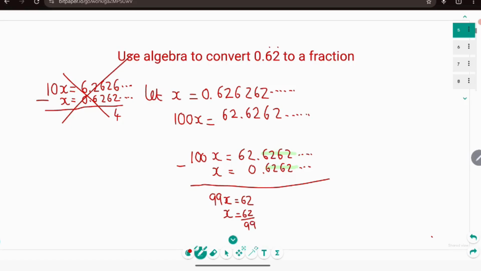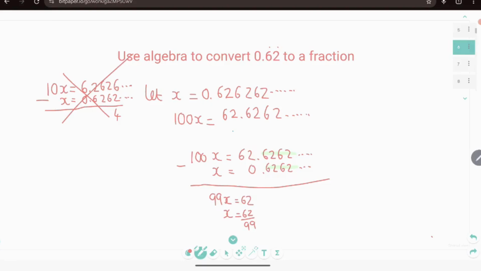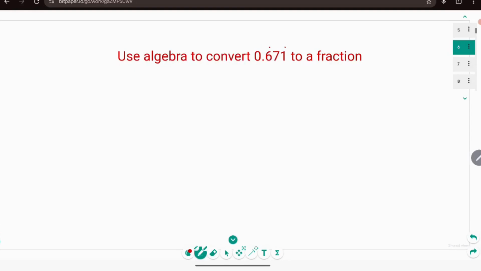I'm going to simplify it on my calculator first by using the fraction button. Oh, it doesn't simplify, but let me format it as a decimal. Yes, 0.626262. I'm correct. Okay, just this third one here. So we're going to let x equal 0.671. Everything recurs in between those two dots.